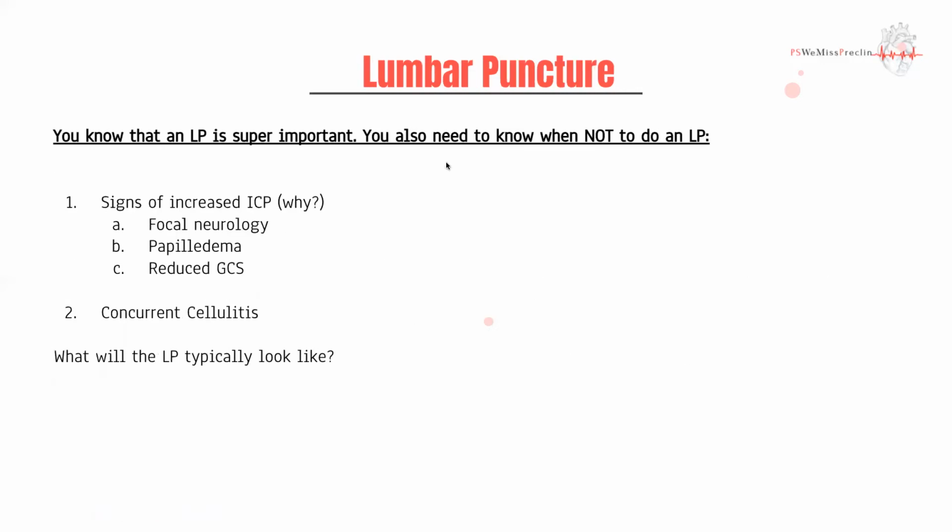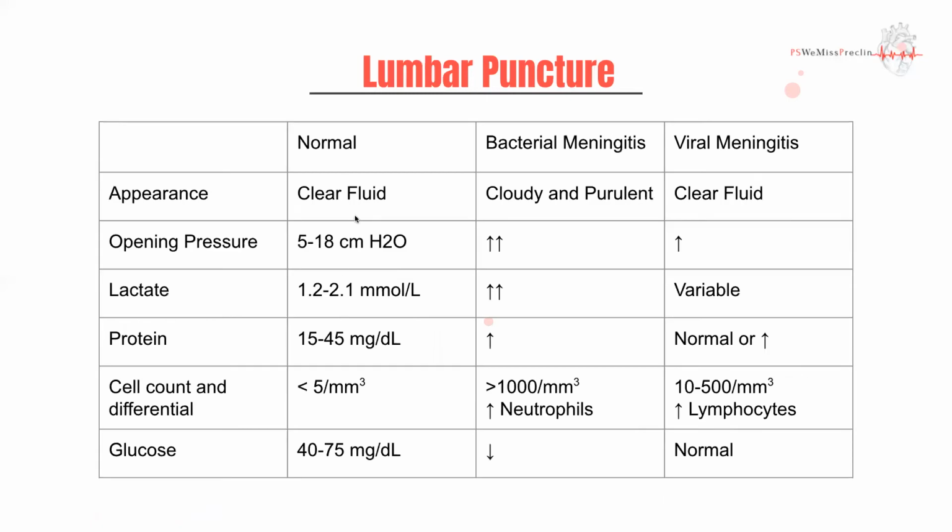So as I said, if you have any signs of raised ICP, which could be seen as focal neurology, papilledema, reduced GCS, or if they have concurrent cellulitis. Now, what will a typical LP look like? So normally it should have clear fluid, and it would be clear with viral meningitis as well, because the viral particles are not going to be big enough, versus bacterial meningitis, that's going to be cloudy and purulent.